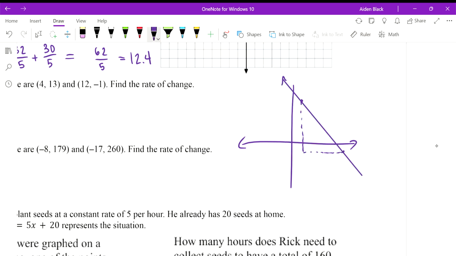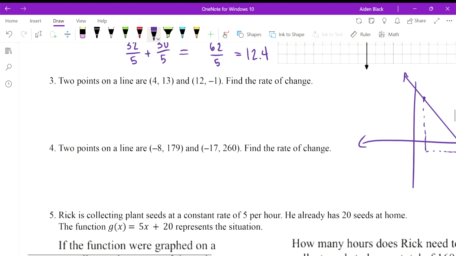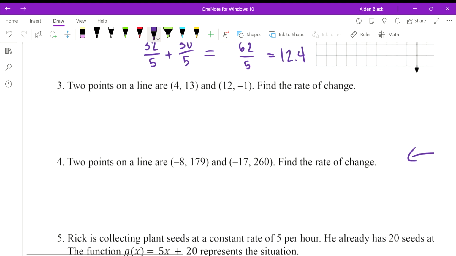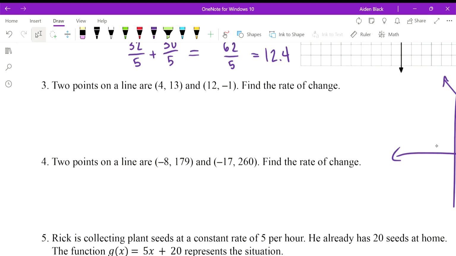But we can do this algebraically instead of graphically. What we do is we take our y values. So 12 minus 4. I'm just subtracting the first one from the second one. Oh, those are x values. I screwed that up. Minus 13. There we go.